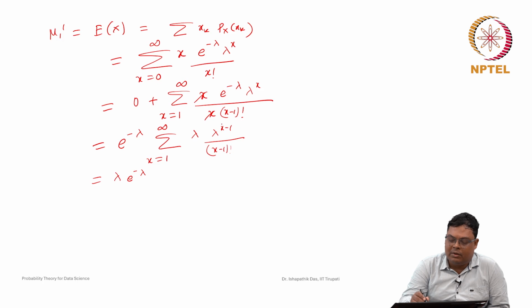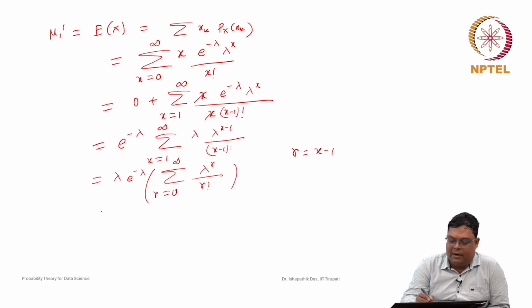Now, for x minus 1 factorial, we will take this transformation: suppose r is equal to x minus 1. So, I am changing this variable. x equal to 1 is the minimum of this range, so when x is equal to 1, r is equal to 0. So, this will be r equal to 0 to infinity, because as x goes to infinity, r also goes to infinity, of lambda to the power r by r factorial.